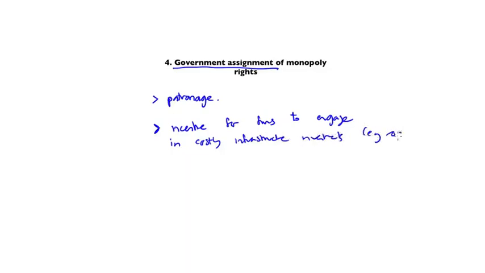The second reason why these monopoly rights arise through the government is as an incentive for firms to engage in costly infrastructure investments, for example, roads. So suppose that you are a country that is really cash-strapped. Your government finances are not in very good shape, and it's hard for you to borrow to build the roads that your country needs.